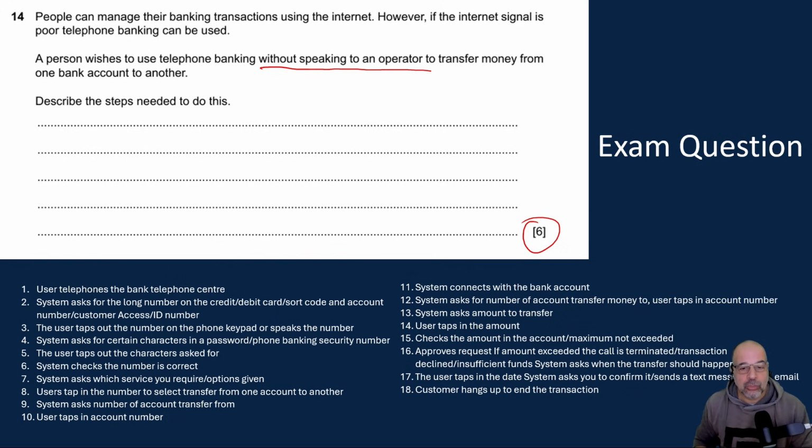Once you've done that, you're going to select the account that you want to send money from. Once you've done that, you're then going to give the information of the bank account that you want to send the money to. And again, you're going to key in the account number. You're going to say the name of the person, for example. It's going to then ask you how much money you want to send. It's going to read it back to you: you want to send so much money, you're going to send it to this account. Please confirm. Once you've confirmed, it will then tell you that it has been completed, and then you can probably hang up. That's more than 6 marks.